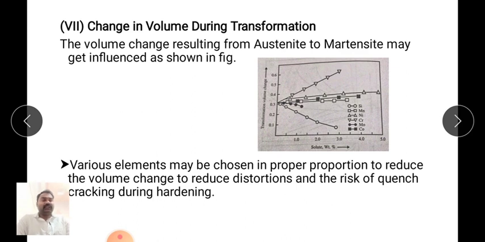Here we can observe some different alloying elements like silicon, manganese, nickel, chromium, molybdenum and cobalt, that will act as the alloying element. As some of these alloying elements are added into the steel, the volume of the solid solution changes. Various elements may be chosen in a proper proportion to reduce the volumetric change, to reduce the distortion and the risk of cracking during quenching in hardening.